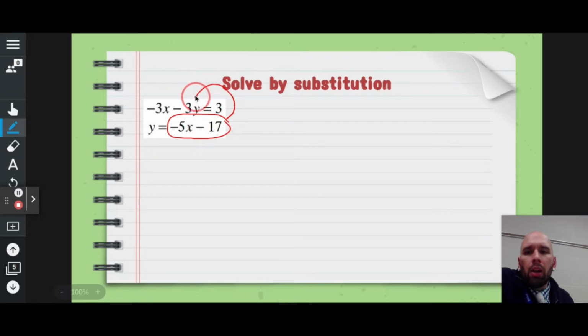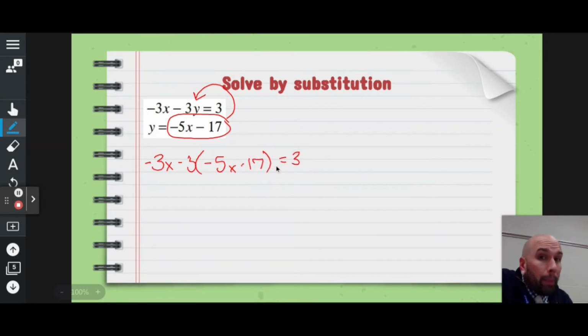Take that and plug that into the y upstairs. So I'm going to rewrite the equation upstairs, negative 3x minus 3, but instead of y, I'm going to write out parentheses negative 5x minus 17, and then just keep continuing to write the top.